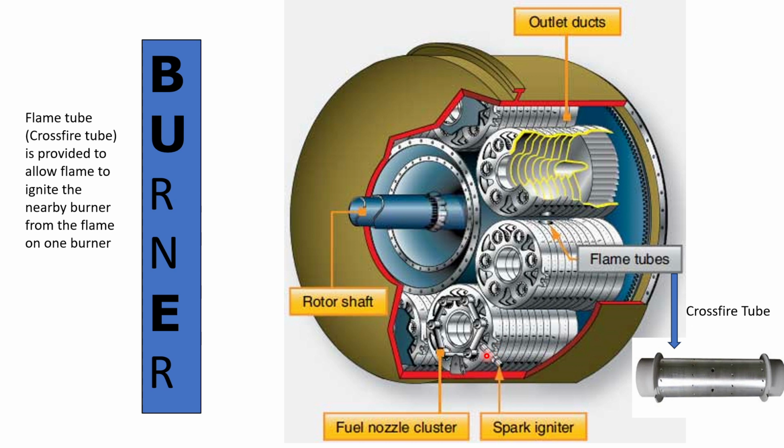This is the spark igniter to start the ignition. These are the fuel nozzle clusters, and this is the actual rotor of the turbine. And here this is the outlet duct.